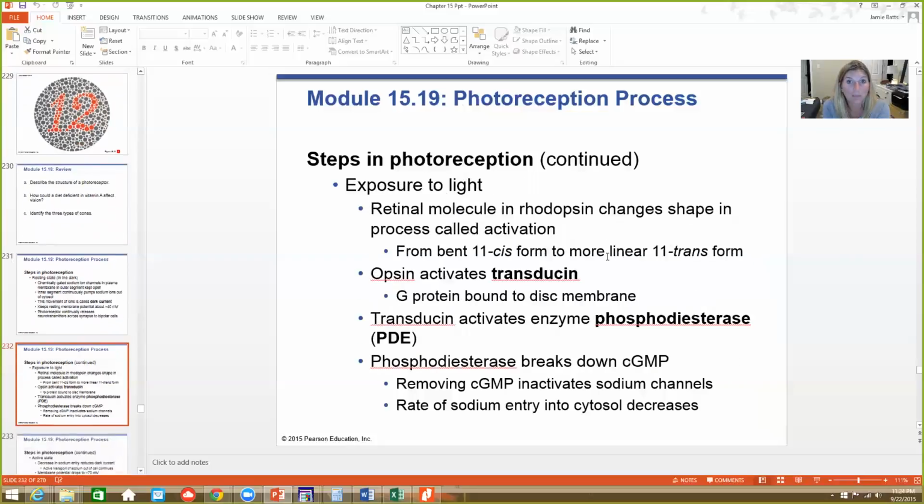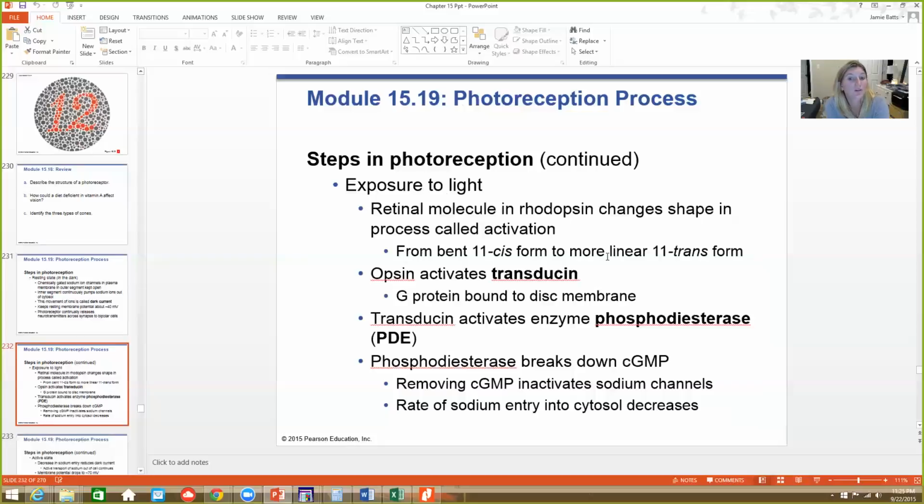When light is coming into the eye, now the retinal molecule in rhodopsin changes shape. This process is called activation. It goes from a bent to a more linear shape. That's all you need to know. You don't have to worry about 11 cis or 11 trans. It just means it's kind of flipping forms.